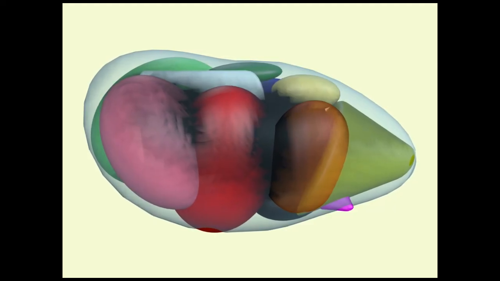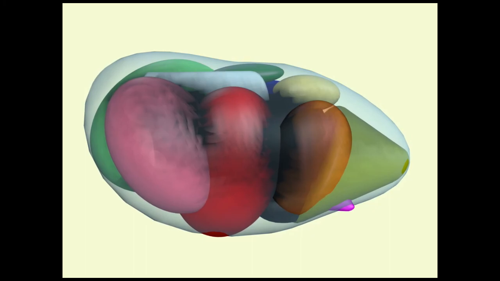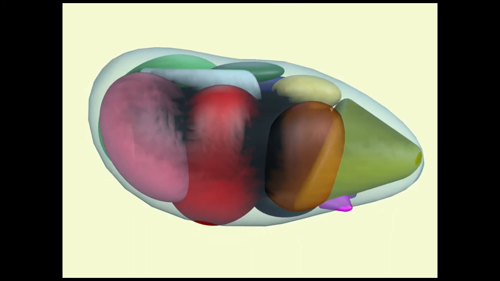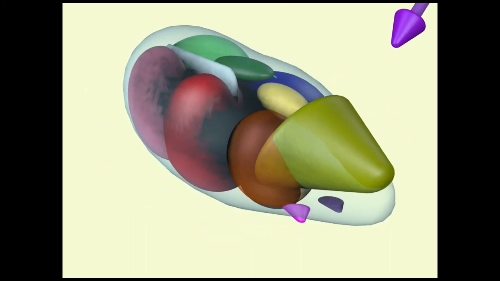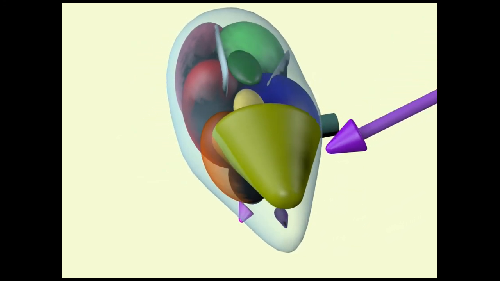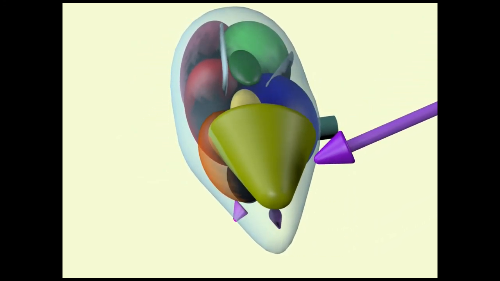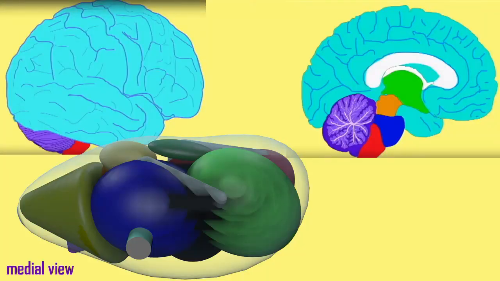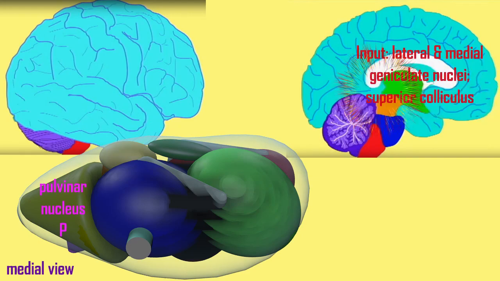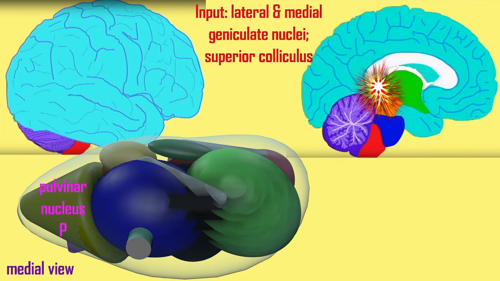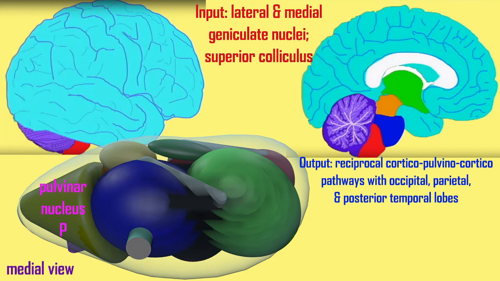The pulvinar nucleus of the thalamus is the largest thalamic nucleus in primates. It gets its input from the lateral and medial geniculate nuclei of the thalamus and the superior colliculus of the midbrain. And there are a number of pathways which not only go to the cortex, pulvino-cortico pathways, but also reciprocal cortico-pulvino pathways.